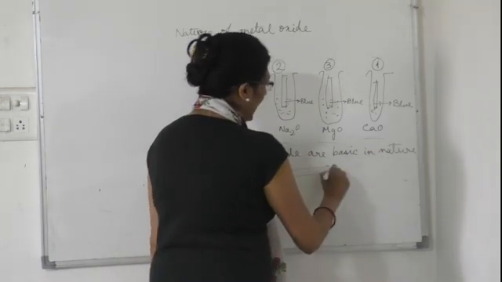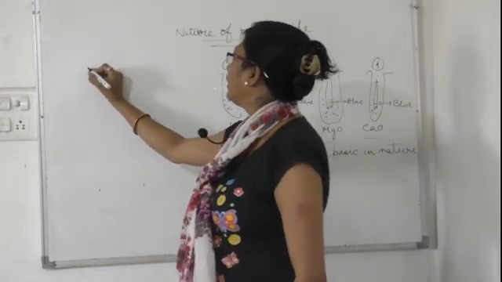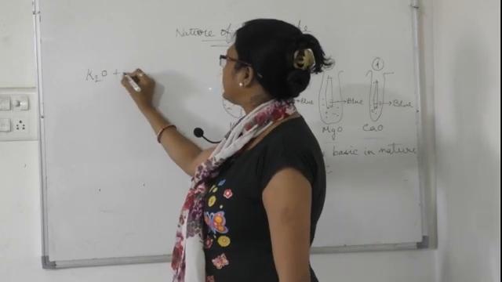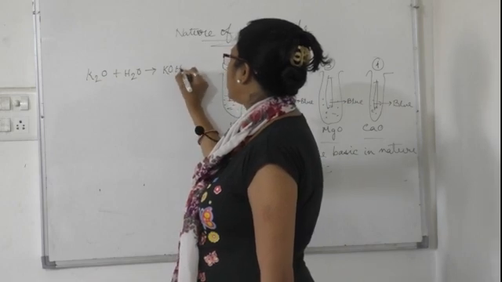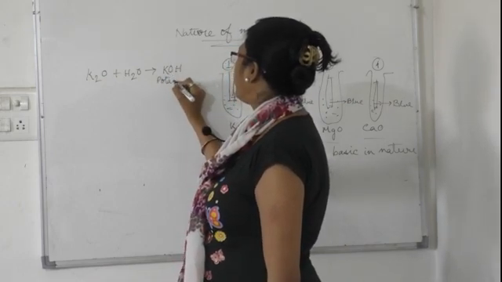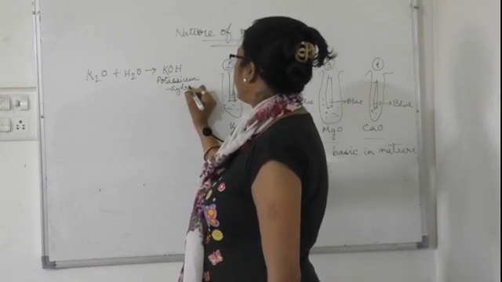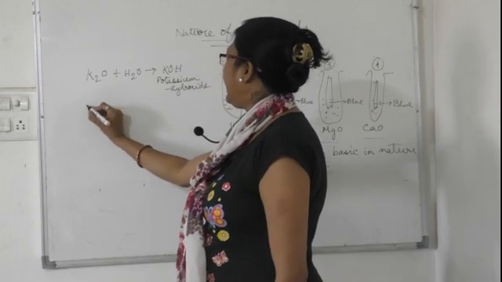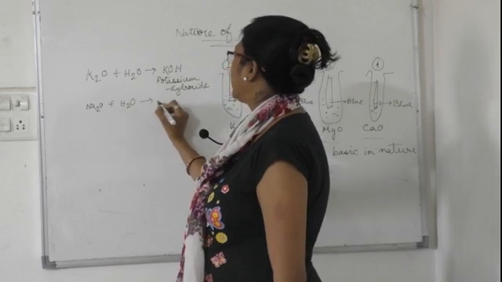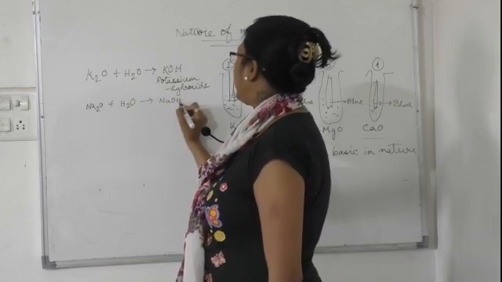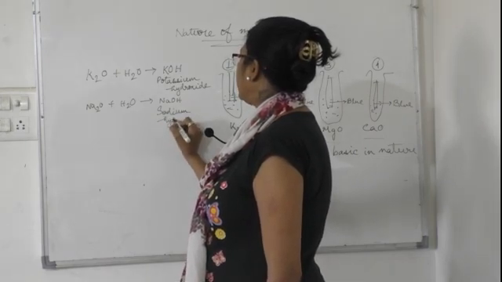Now what reaction exactly is happening over here? K2O plus H2O forms KOH, potassium hydroxide. Then Na2O plus water gives NaOH, that is sodium hydroxide.